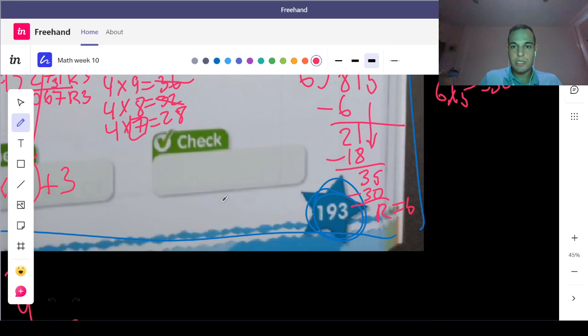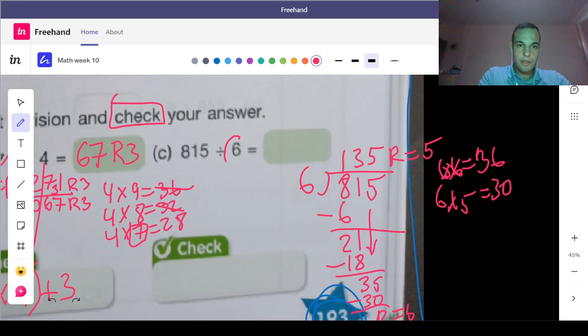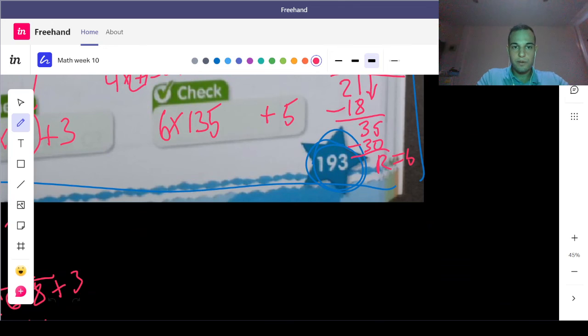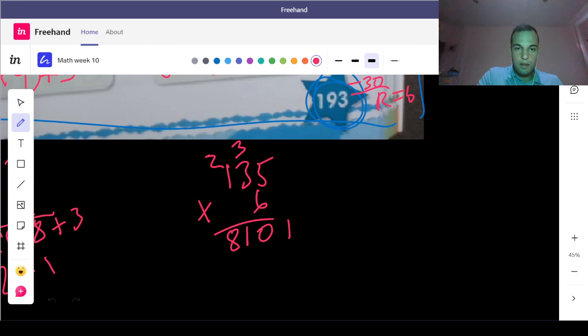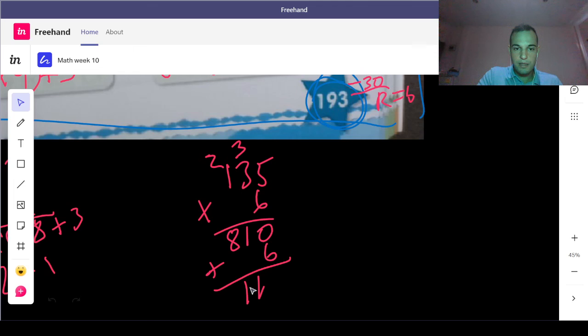To check the answer, we need to do 6 times 135, and then we need to do plus 5 after. So let's try it out. 135 times 6. 6 times 5 is 30. 6 times 3 is 18. Plus 3 is 21. 6 times 1 is 6. Plus 2 is 810. Then we'd have to do plus 6. We have 816.